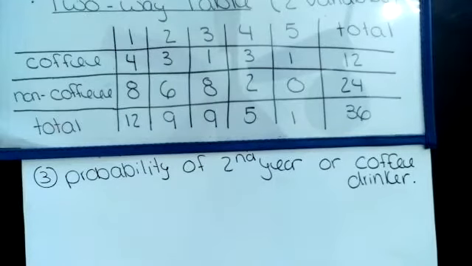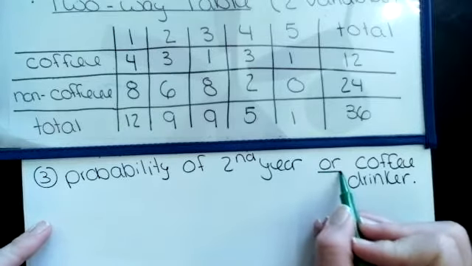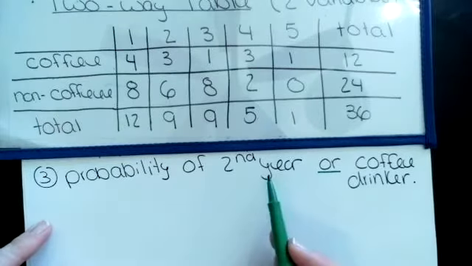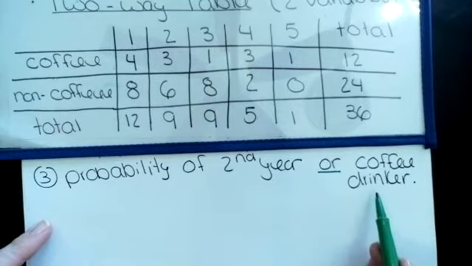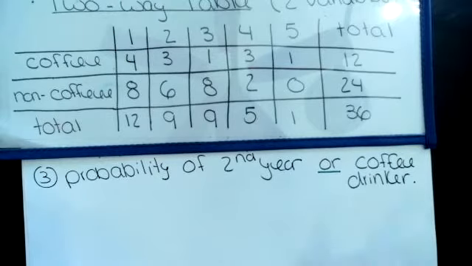So I'm interested in the second year student or the coffee drinker. I've added in this word "or." And if you've noticed, I've introduced 2 events, not just 1 event at this point. So before we were just doing second year or just coffee drinker separately. Now we're going to have both of them together.